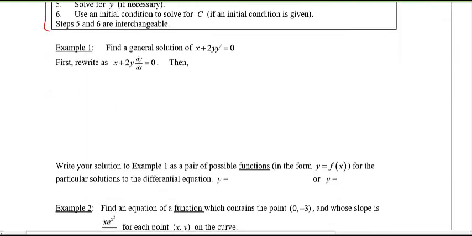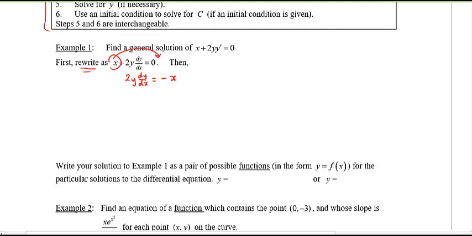Alright? So here, example number 1. It says find the general solution, so that's the thing with plus c, okay? Of this equation, x plus 2y times y prime equals 0. Okay? Now once again, I don't like the use of y prime. Let's rewrite it as dy dx. Good. And now our goal is to isolate the variables. Okay? Separate the y's on one side, separate the x's on the other. I like to keep the y's on the left side as much as possible. So that means I'm going to move that x to the right-hand side.